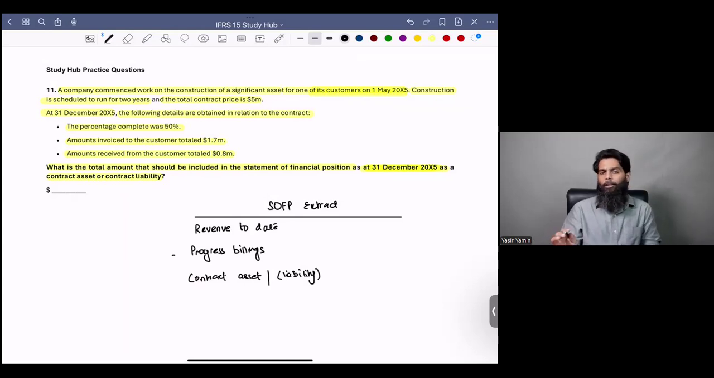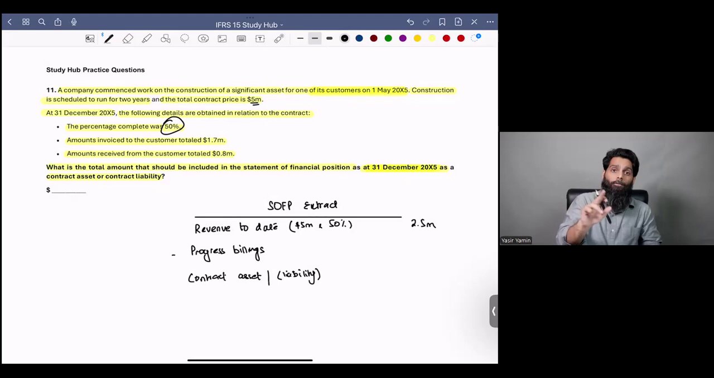Can anybody of you tell me what should be the revenue that should be recognized to date? It's very simple. It's given in the question. What is the revenue to date? $5 million is the total contract price. Stage of completion is 50%. That means $2.5 million is the revenue to date.